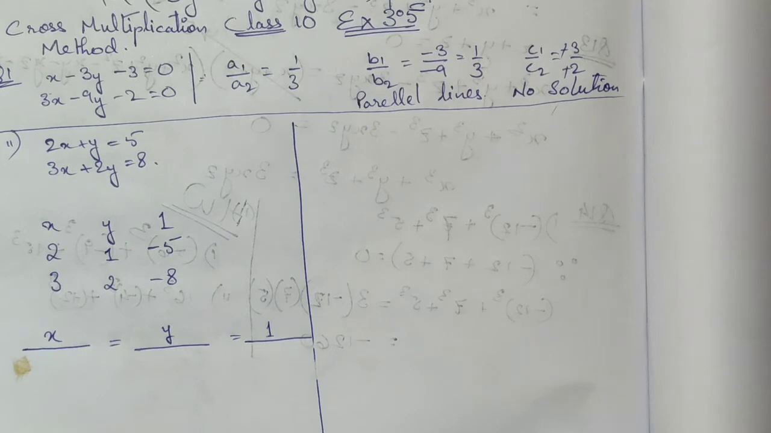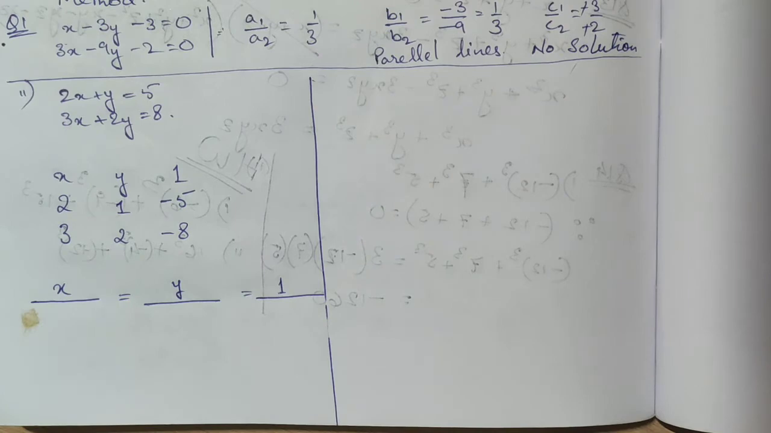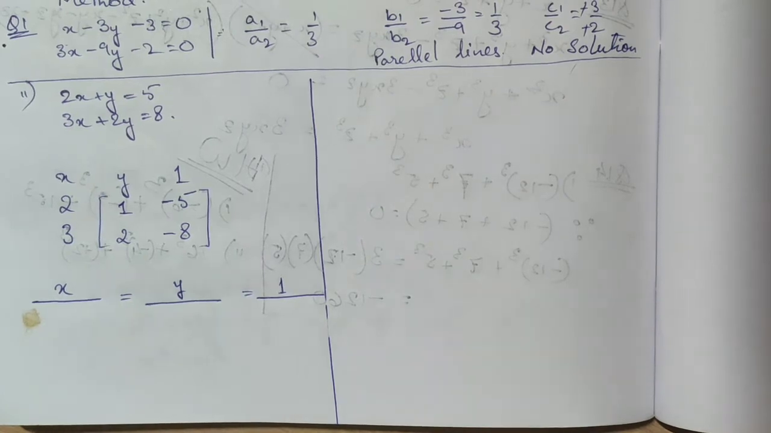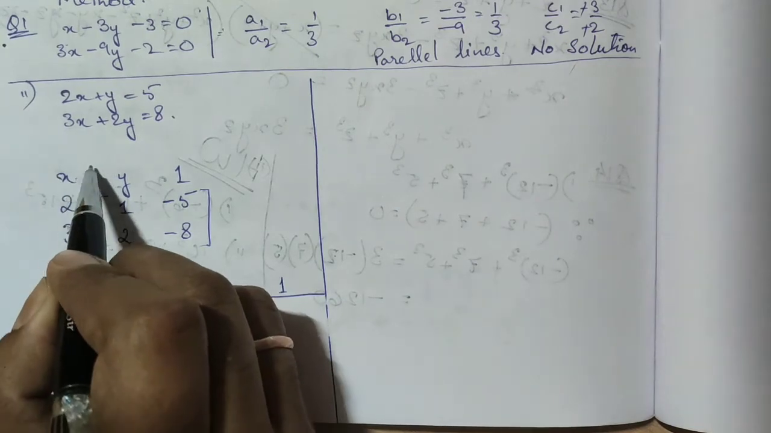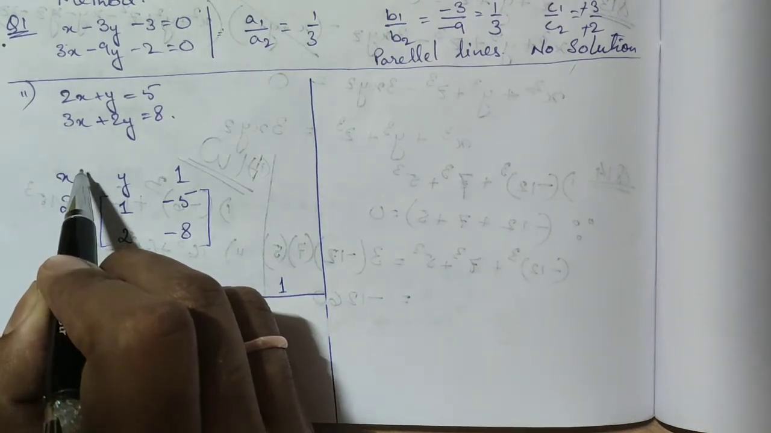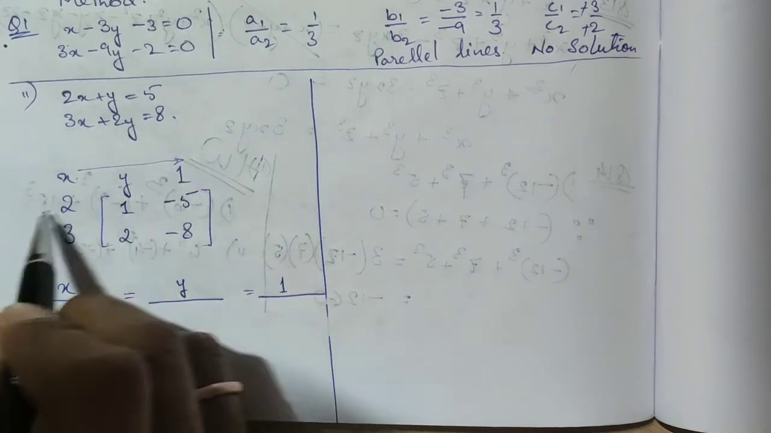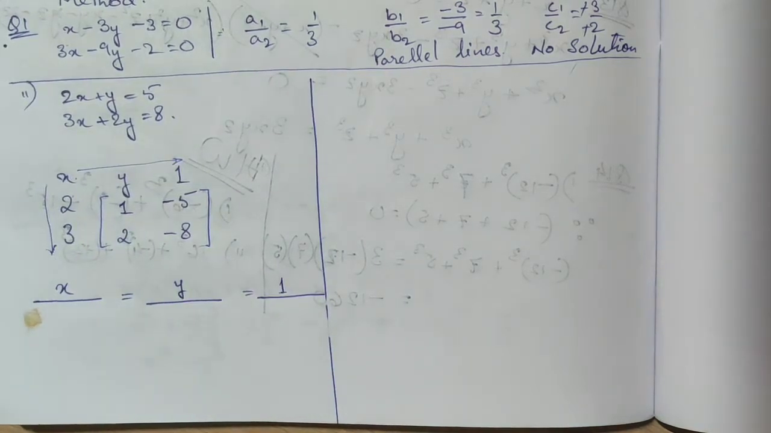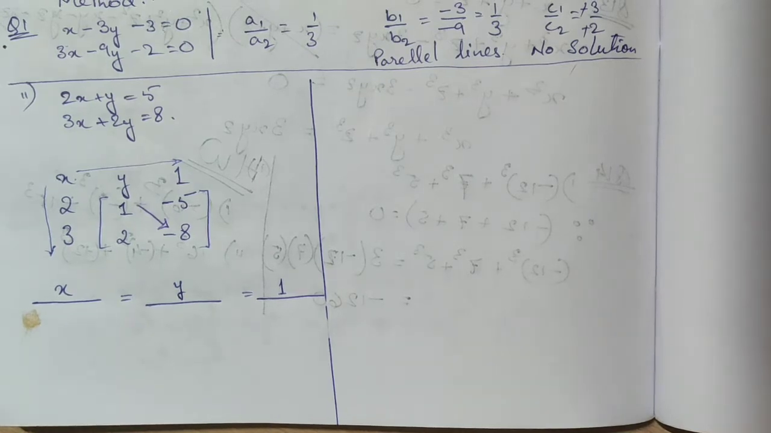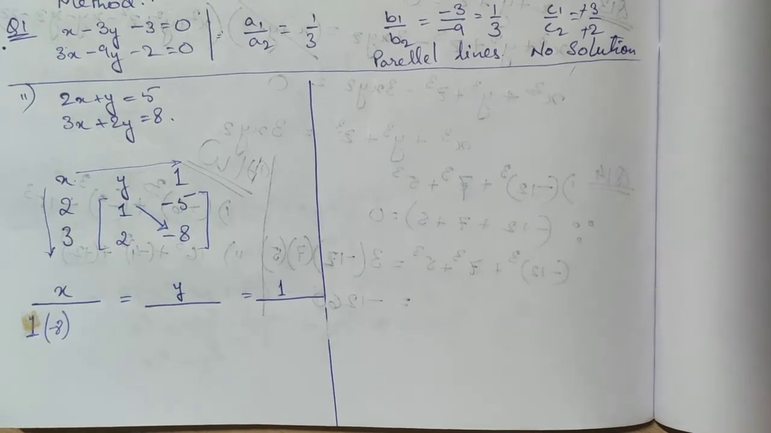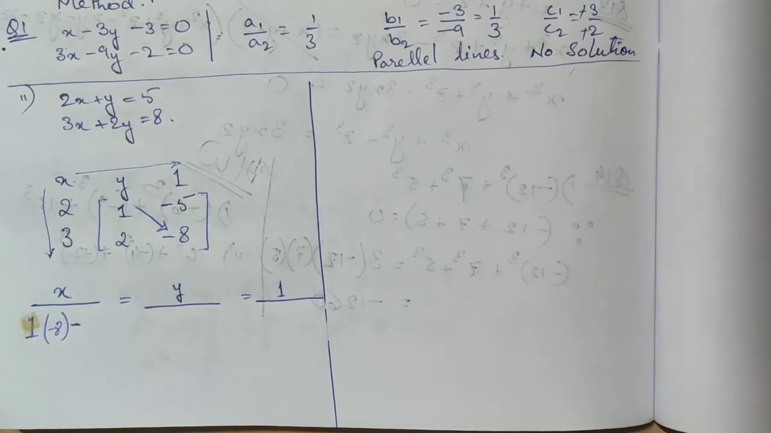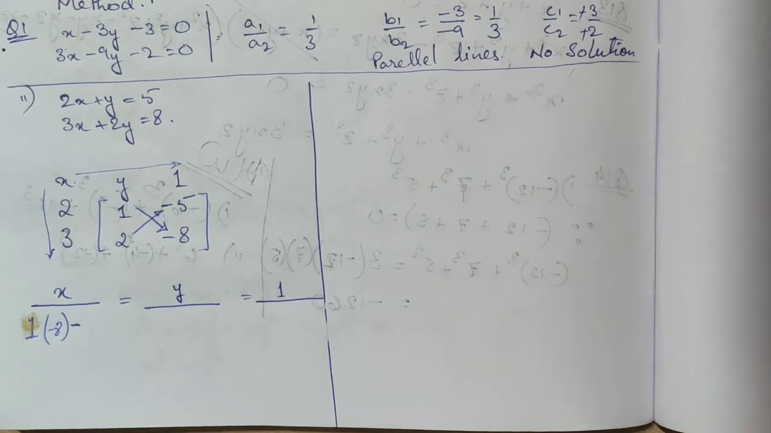Now we will make fractions out of this. Okay, so for the denominator of x, we will choose this part. What we are doing is ignoring this column and this row. We will be ignoring the column of x and the row of x. That is, we will be taking this part. And from this part, we will multiply 1 with -8 like this, and then we will subtract the product of these two numbers.